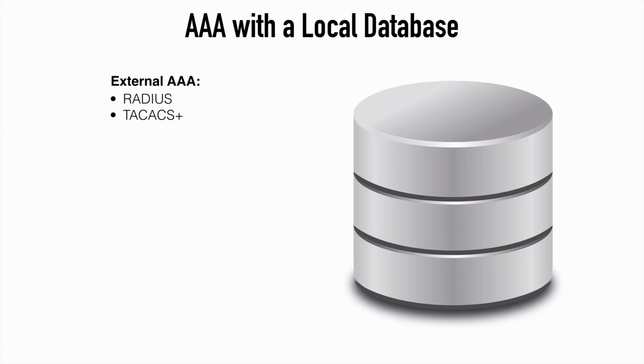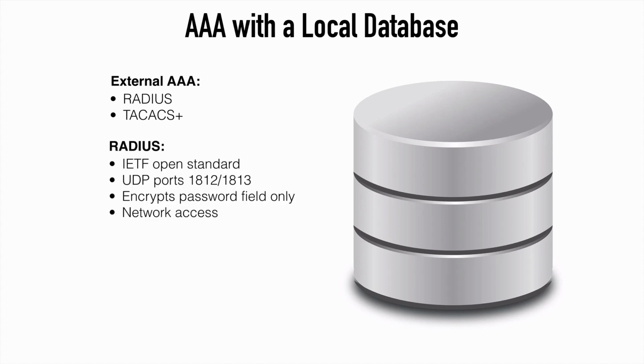When using an external server, the two most popular protocols are RADIUS and TACACS+. RADIUS is an IETF open standard that uses UDP communication on ports 1812 and 1813 by default. RADIUS does only encrypt the password field. Also notable is that RADIUS combines the authentication and authorization processes. RADIUS is primarily used where we want to restrict network access.